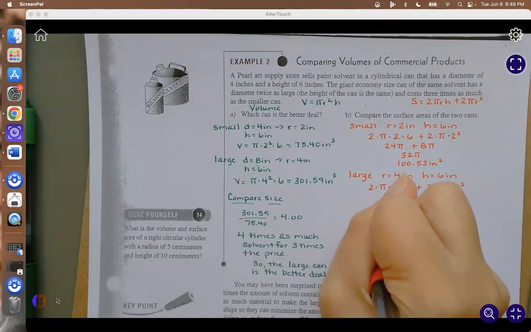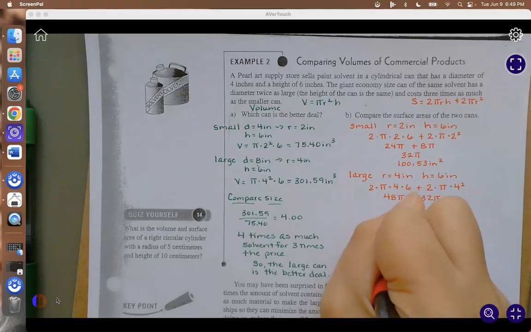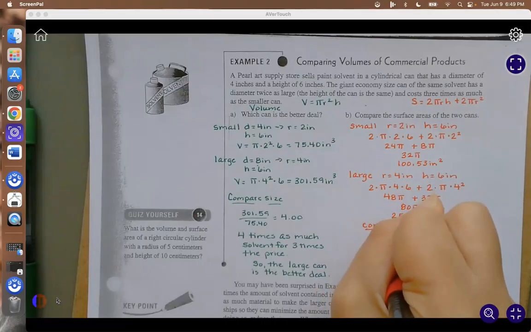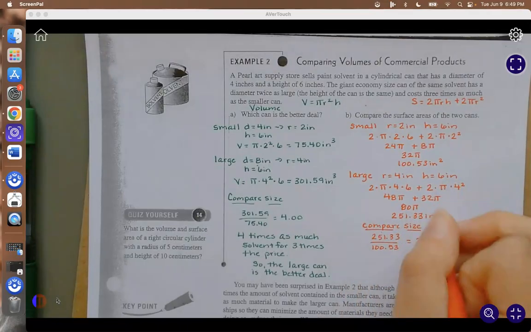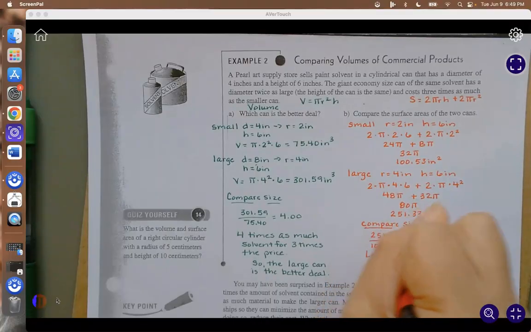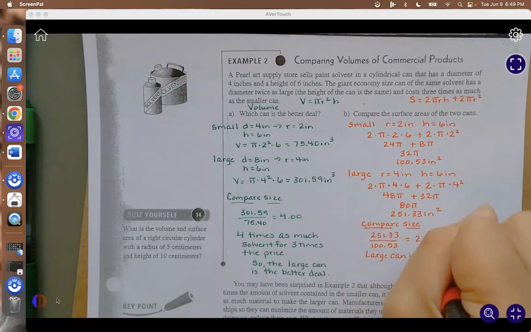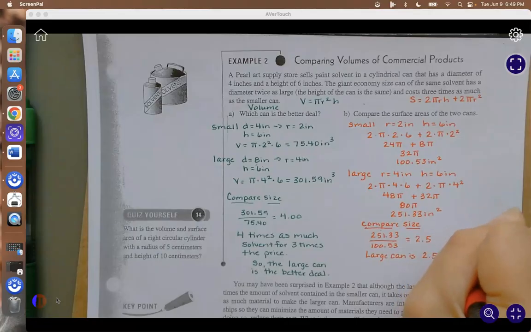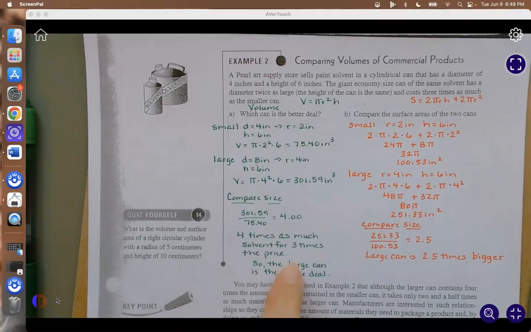Okay, now we need to compare size. We take the big one, 251.33, and divide it by the small one, 100.53, and that's 2.5. So the large can is 2.5 times bigger than the small can in surface area. So they made it economically sized, but it holds 4 times as much.